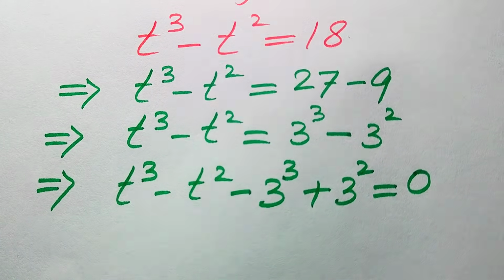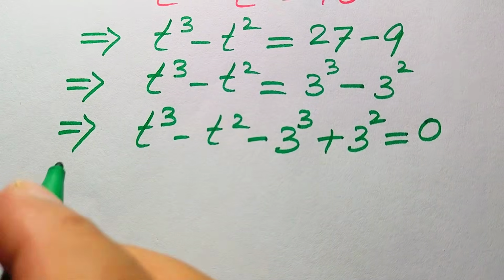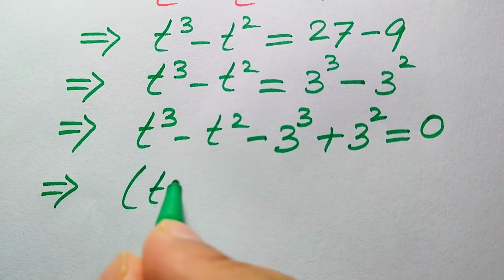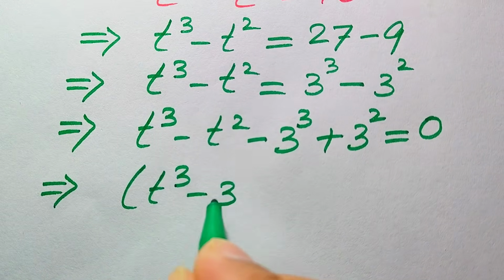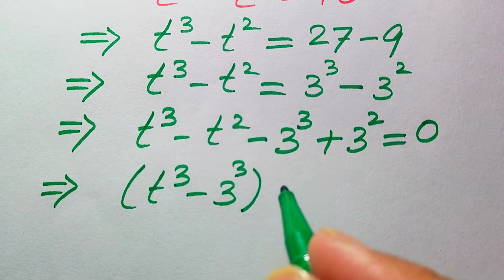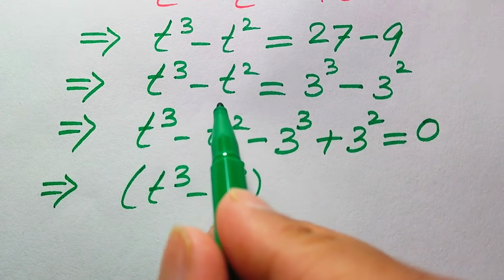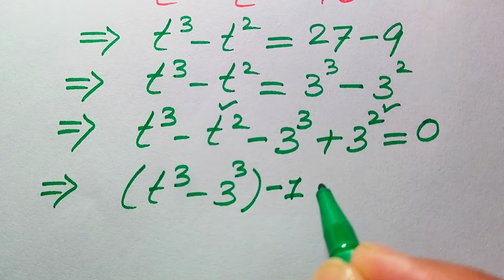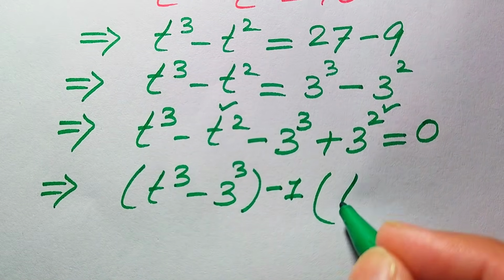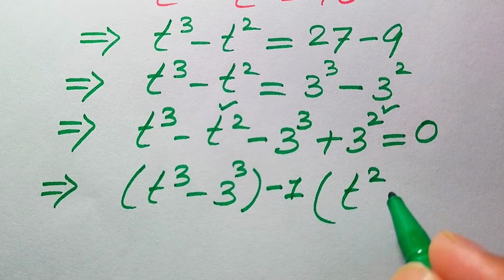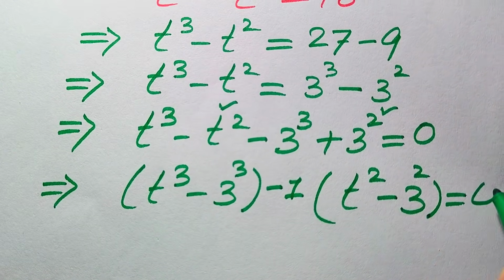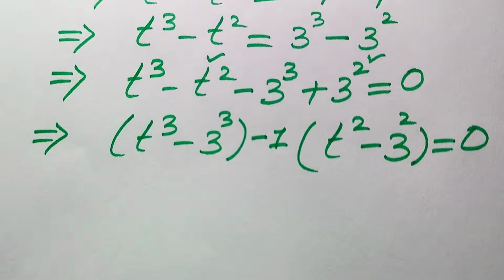And now we make a pair of cubic term with cubic term, so the cubic terms are t cubed minus 3 cubed, and we have the square terms, this and this one. So here we need to take a common negative sign, and when we take the common negative sign, the remaining values are t square minus 3 square, and this whole equation is equal to 0.